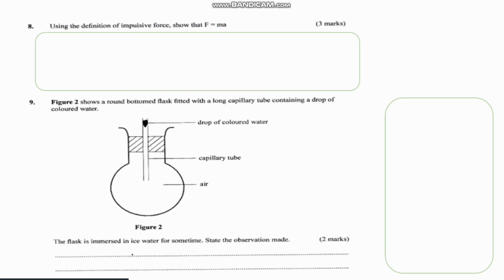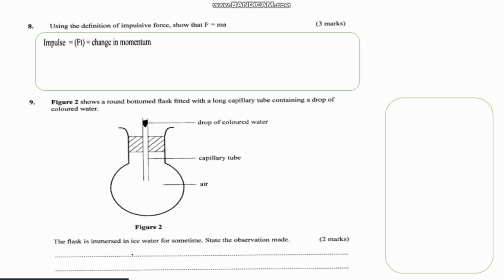Using the definition of impulsive force, show that force is equal to mass multiplied by acceleration. This one comes from Newton's laws of motion in Form 3 work. I hope that you have studied that with your teacher. From the second law, we find that the impulsive force is given by the change in momentum. So the impulse is the force over a period of time.